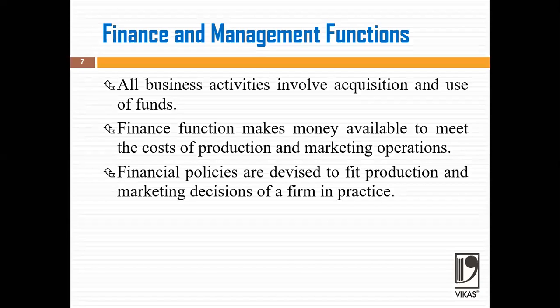And financial policies are devised to fit production and marketing decisions of a firm in practice. The company's major cost area is the production area, and the income generation function is marketing. So there are two things. The first one, production, is the way of spending money, and marketing is the way of getting money. The financial manager is responsible to manage these two things, right? How much cost has been incurred, how much money will be generated. So the finance manager should make policies to manage these production and marketing decisions.